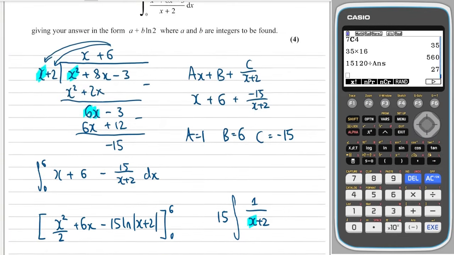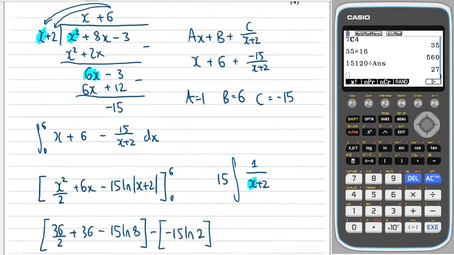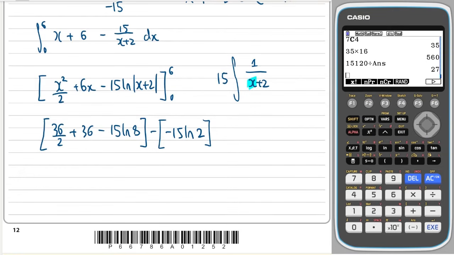Now let's quickly just check. It wants it in terms of ln 2. Well, ln 8 is equal to ln 2 to the 3, which is equal to 3 ln 2 by bringing the 3 down.